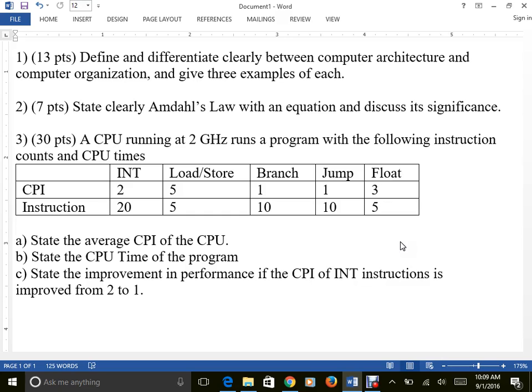So number 2, state clearly Amdahl's law with an equation and discuss its significance. What's the equation? So that's exactly right. So the execution time of new is equal to the affected divided by speed up plus the unaffected time, right? And so second part, why is it significant?